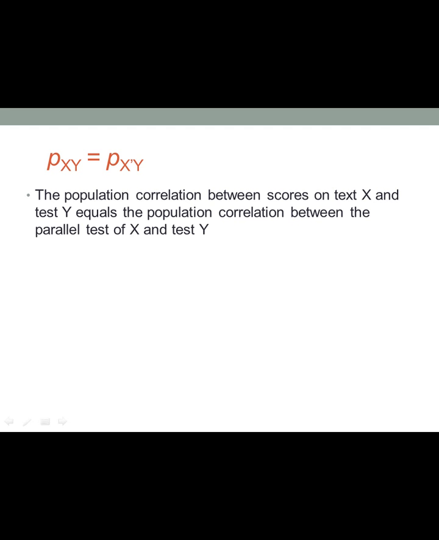So if we have a test x, and let's say it's a test of extroversion, and it predicts risk-taking with a correlation of 0.3, and then we substitute for a test of extroversion, a test of extroversion prime, that is parallel to the test x, that's also going to correlate 0.3 with risk-taking, so long as x and x prime are parallel.